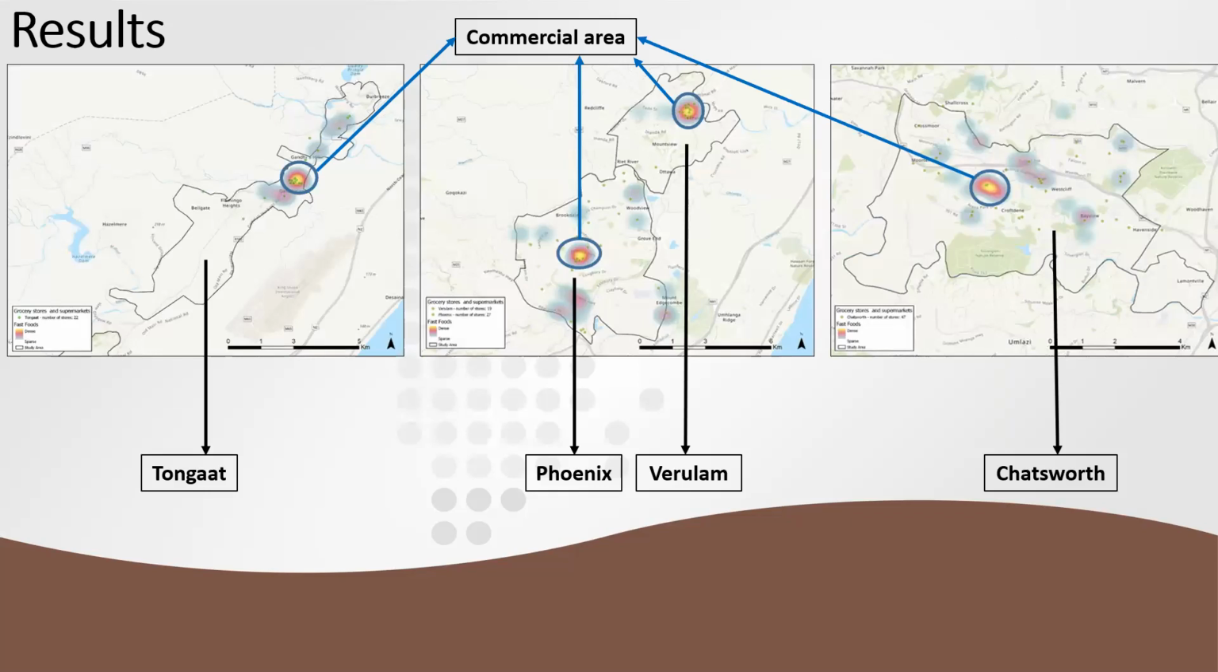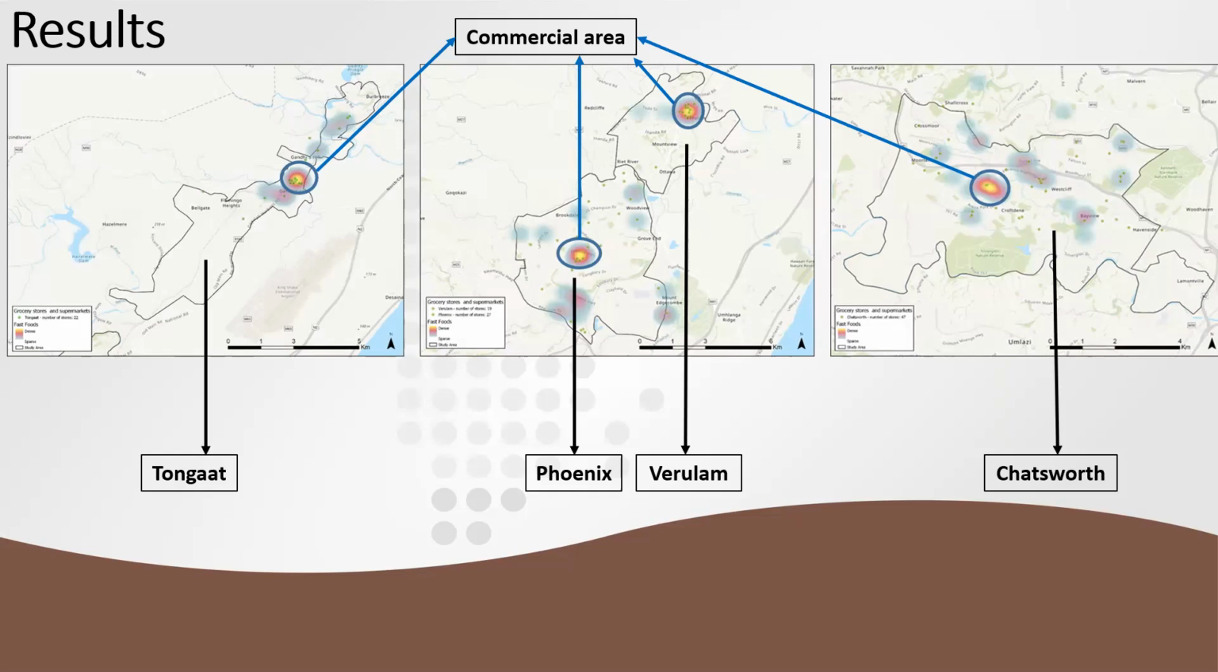So in these kernel density maps, the black lines represent the boundary of each town. The green dots represent where the healthy food outlets are, and the heat maps represent the density of the fast food outlets.